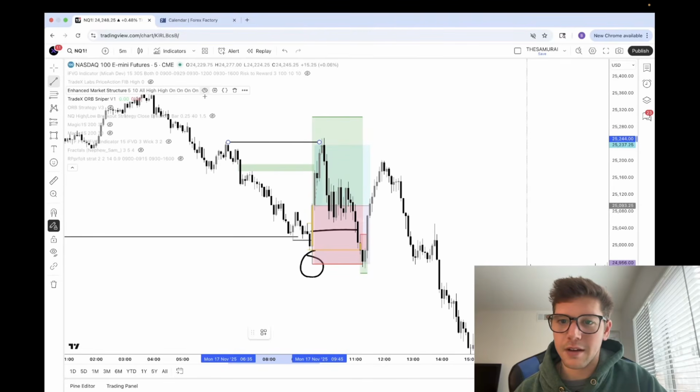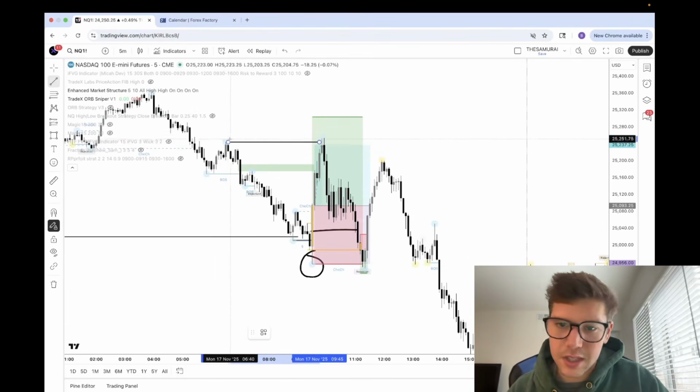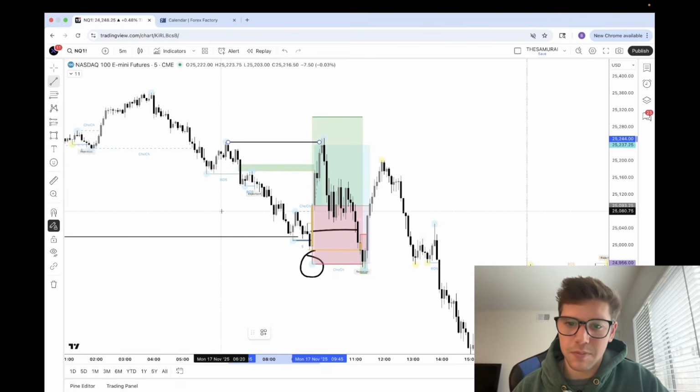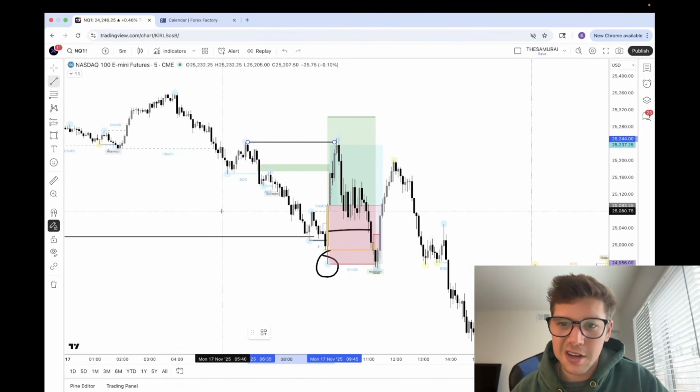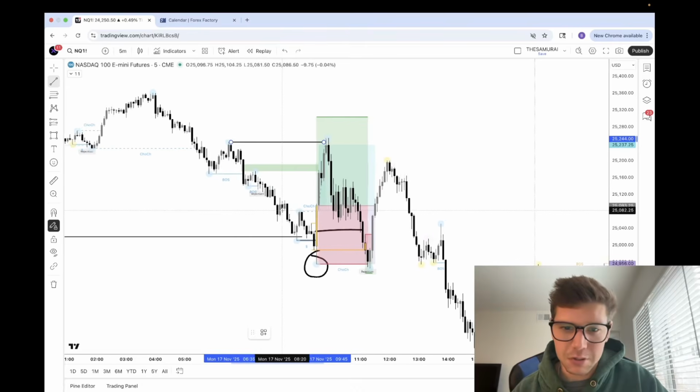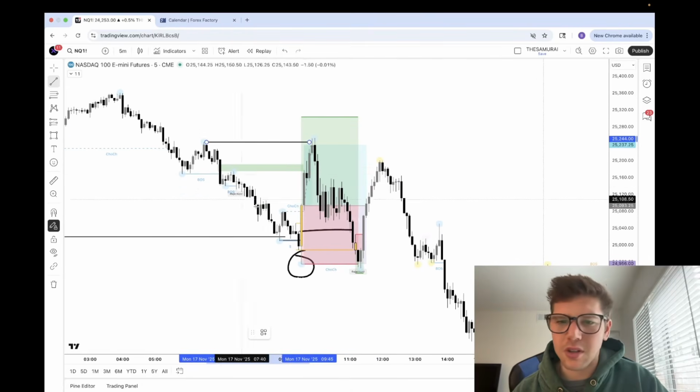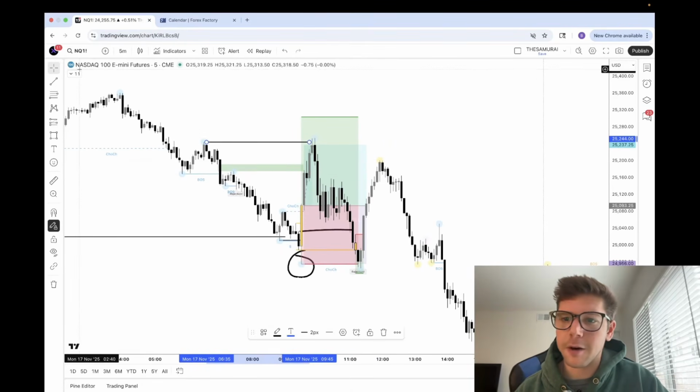I don't know if people have the enhanced market structure, but if you do have the enhanced market structure, I'll show you right here. You can see that is a major liquidity point, and that's what the enhanced market structure is good for, for understanding where those major points of liquidity are. And it's all done in an objective manner as well.